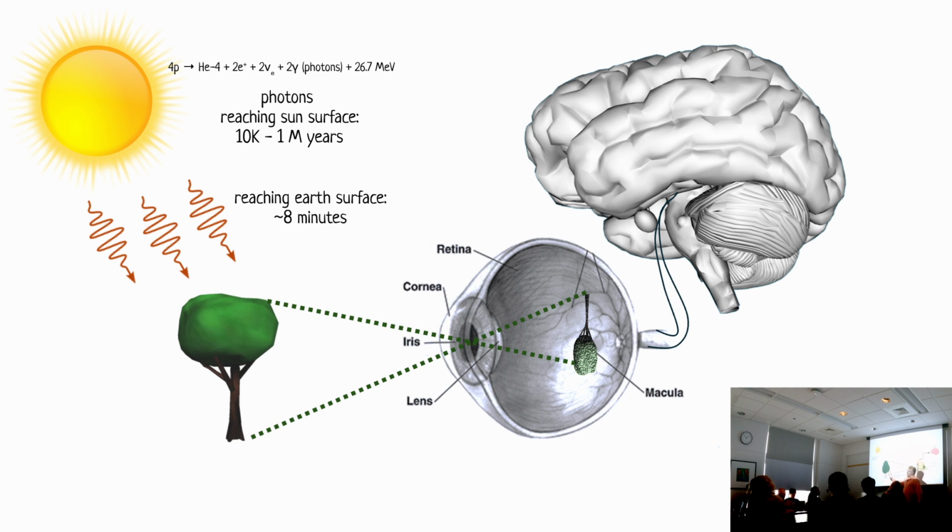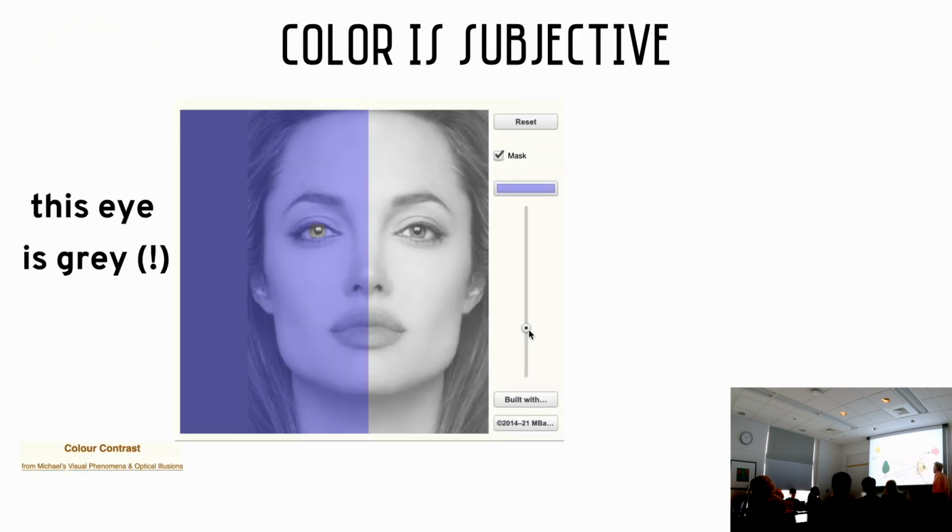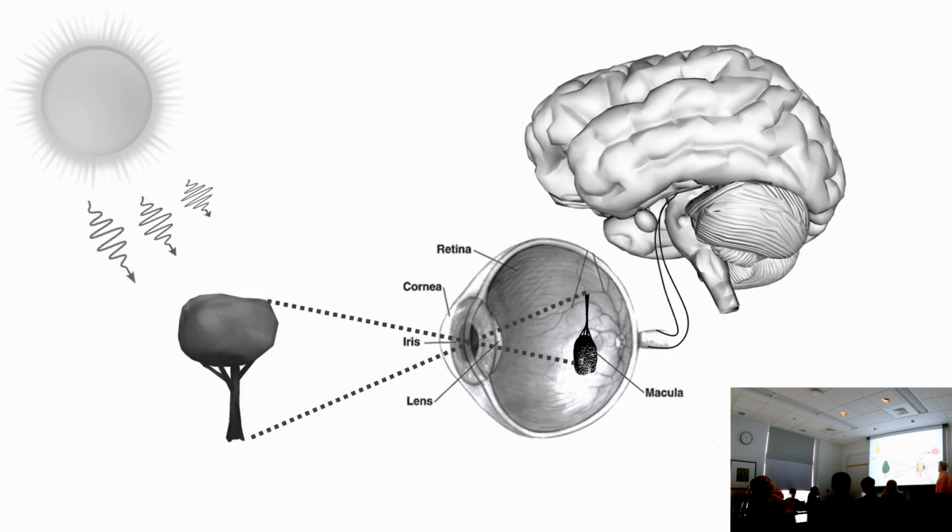Now, there's already a lot of simplification here. You can see that this tree is green. Obviously, there is no green light. There are only different wavelengths. So in a way, you could think of the images at the back of your eye as a grayscale image.